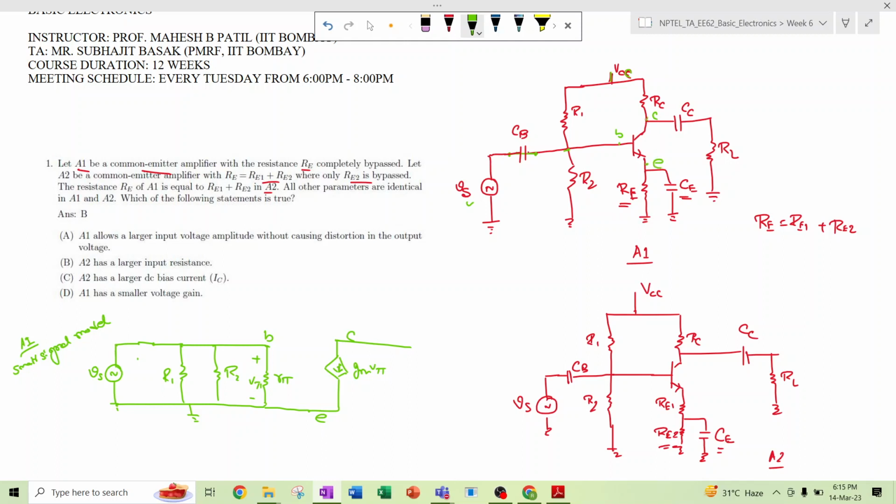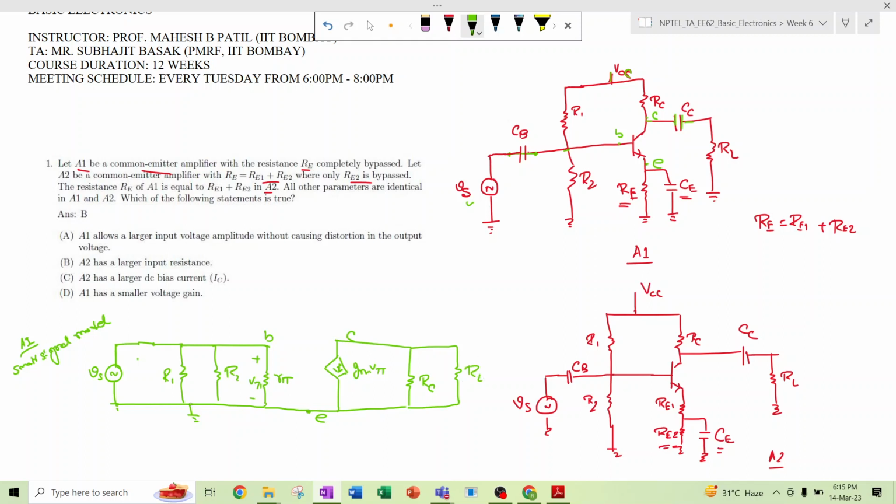From the collector we have one RC connected to ground, because VCC is ground. Then there is also another coupling capacitor, which will again be short during the AC analysis or small signal analysis. From there we have RL, which is connected to ground.